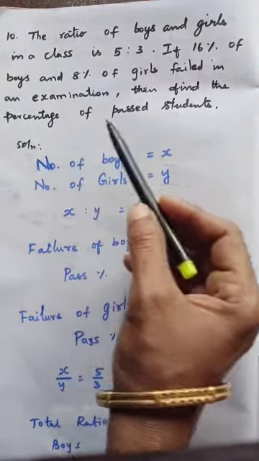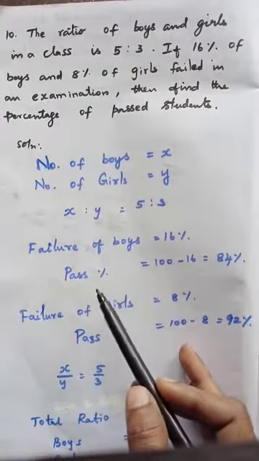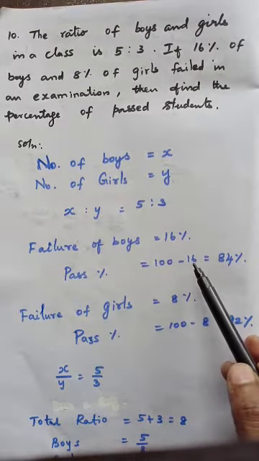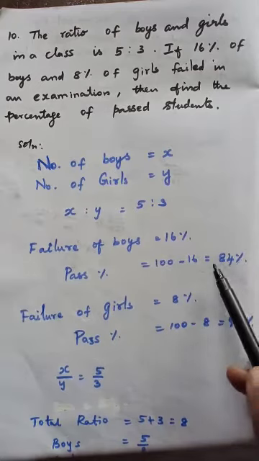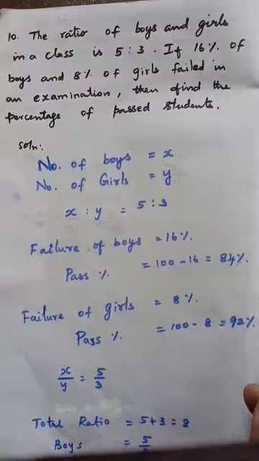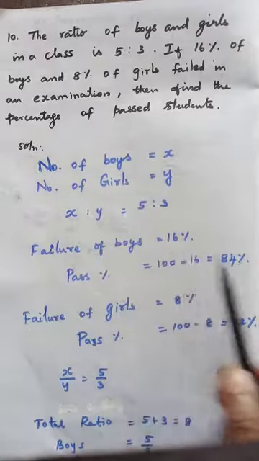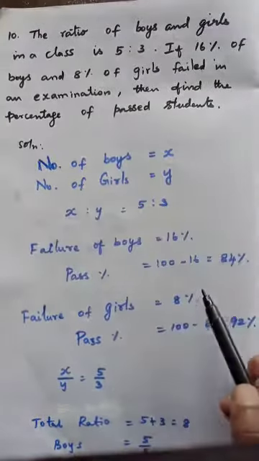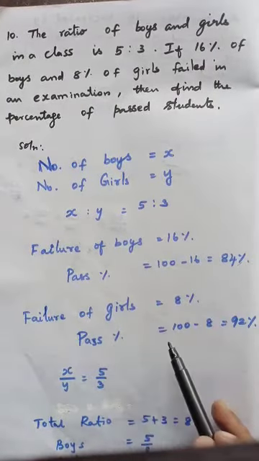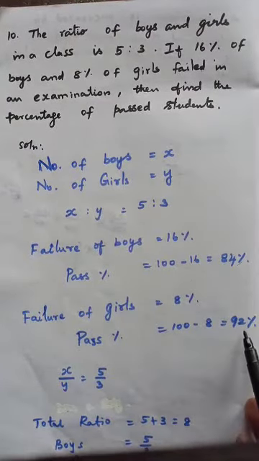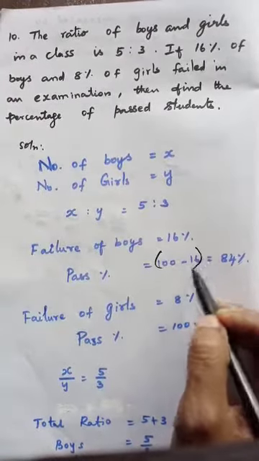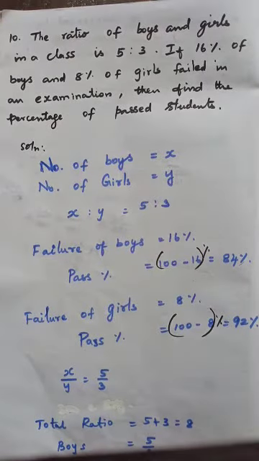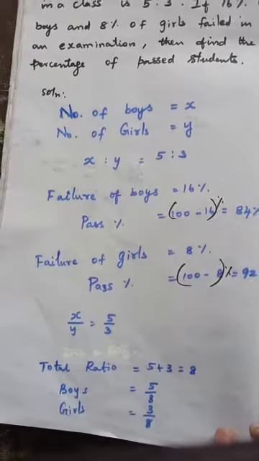They asked percentage of passed students. So you calculate the pass percentage. From 100 percent we are subtracting 16, then 84% is pass. The boys' pass percent is 84%. Then failure of girls they are given is 8%. So pass percent is equal to 100 minus 8 is equal to 92%. We shall take this as percentage, 100% minus 8%. Okay. Then now x by y is equal to 5 by 3.